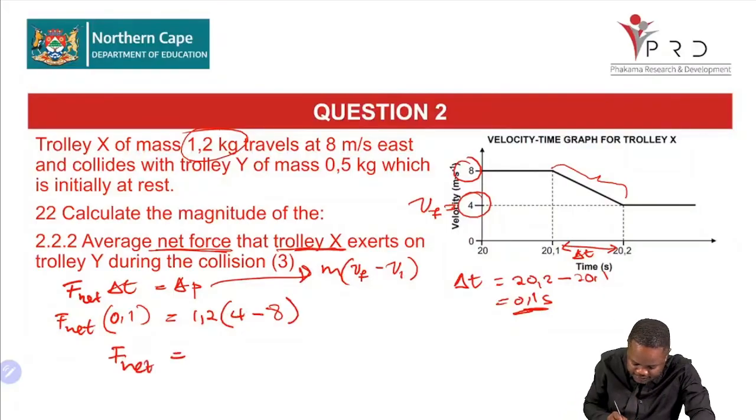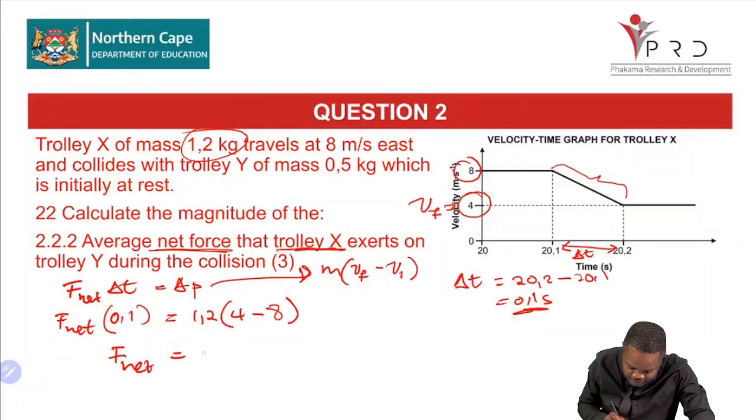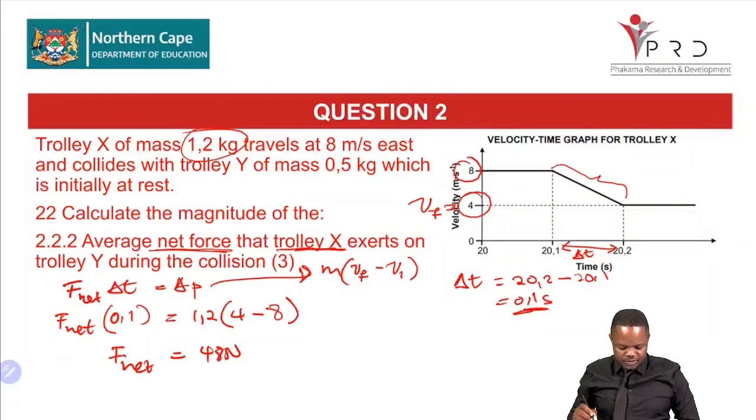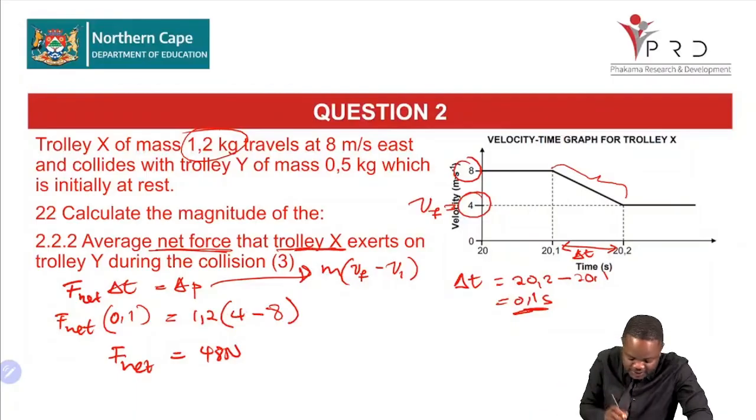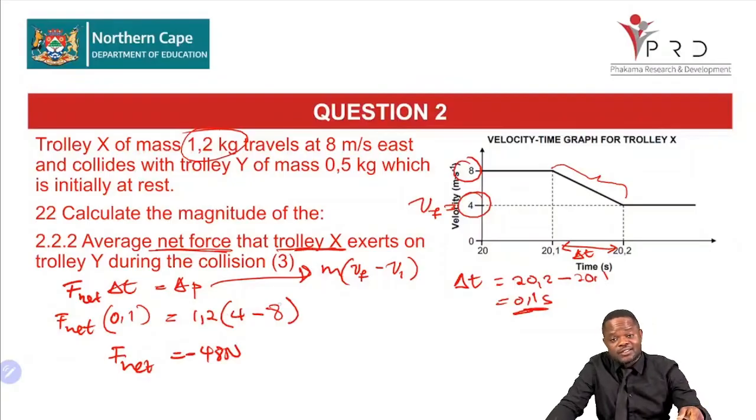F net. Our F net is going to be what? What value are you getting? Can you punch in the calculators there? We're getting an F net of 48 newtons. Okay, so again, we're interested in the magnitude and not the direction, isn't it? It's a negative. Okay, it's a negative, definitely. 4 minus 8 gives us a negative. So it's a negative 48.